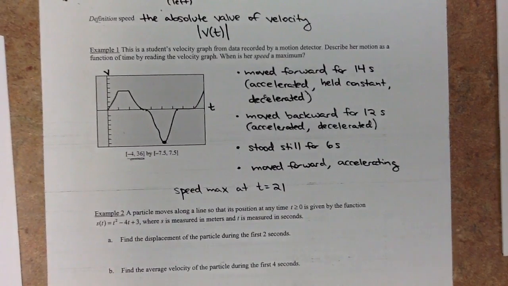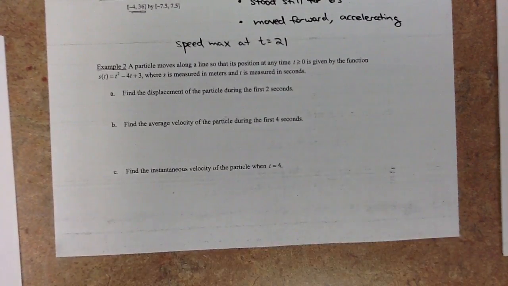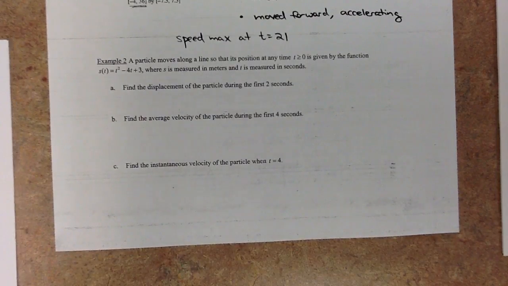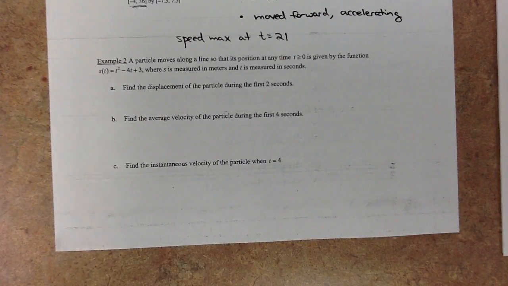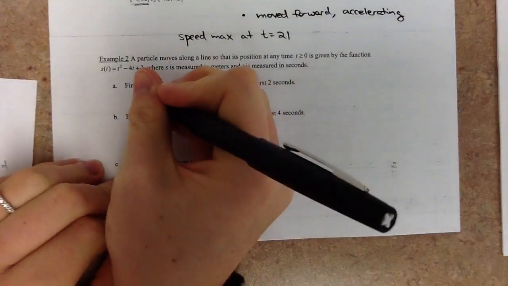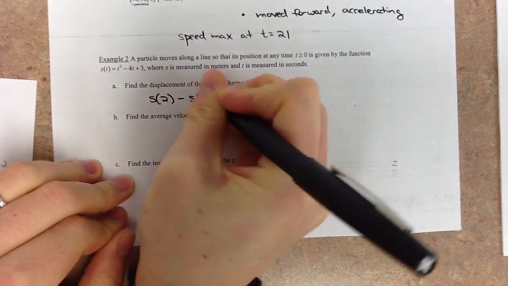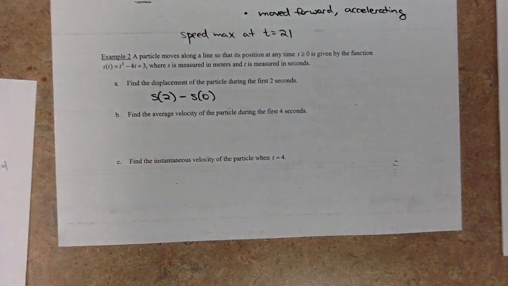All right, second example. Particle moves on a line. Here's its position function. Anytime t is greater than 0, that's pretty typical. We're never going to talk about negative time. S is measured in meters and t is measured in seconds. So the displacement during the first 2 seconds. Remember, the displacement we said is the change in position. So the change in position, we want to know what was the position at 2 and then minus what was the position at 0. So during the first 2 seconds.